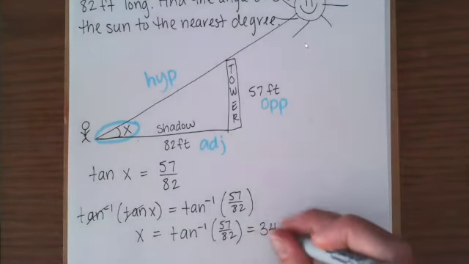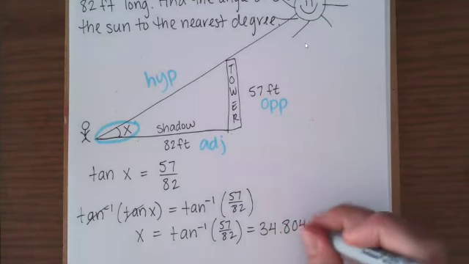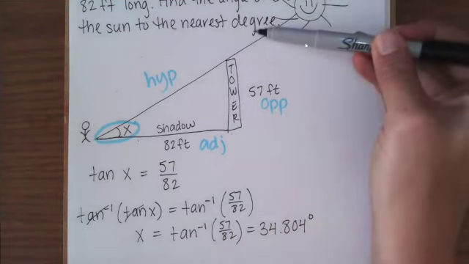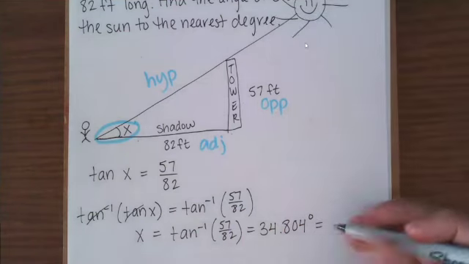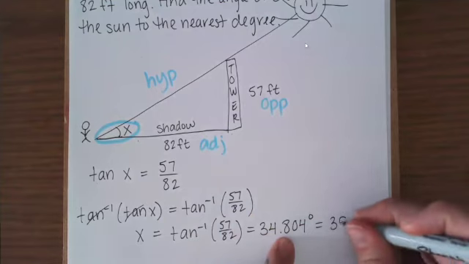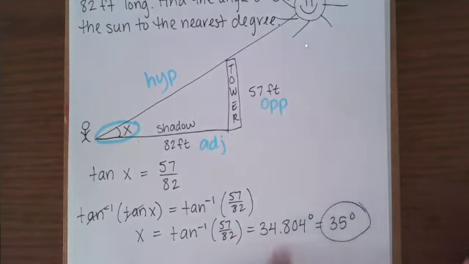You should get 34.804 degrees. This problem specifically asked us to round to the nearest degree. So to round to the nearest degree, we look at this 8, it's higher than 5, so we round up to 35 degrees. Now this is actually a pretty cool real world problem.